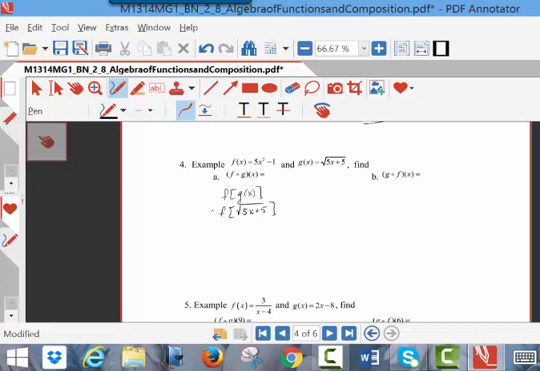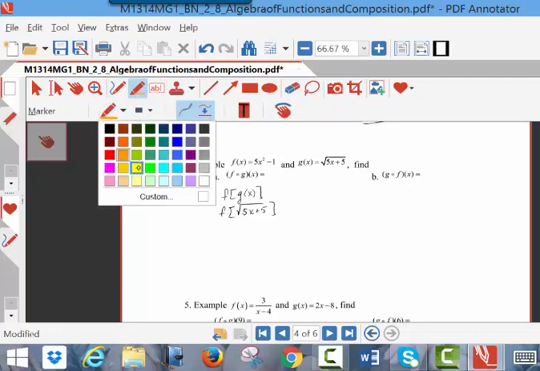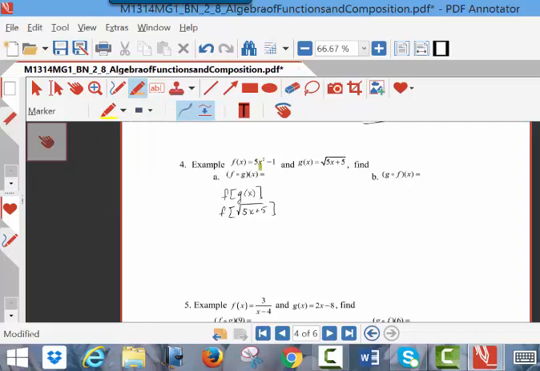Okay, so now's when I think a little bit. Now I'm supposed to go to the function whose name is f, and in place of the x in that function, here's my f, and in place of this x right here, I'm going to put that square root of 5x plus 5. So this is going to be 5 times, in place of that x, the square root of 5x plus 5. I've got to square it, minus 1.